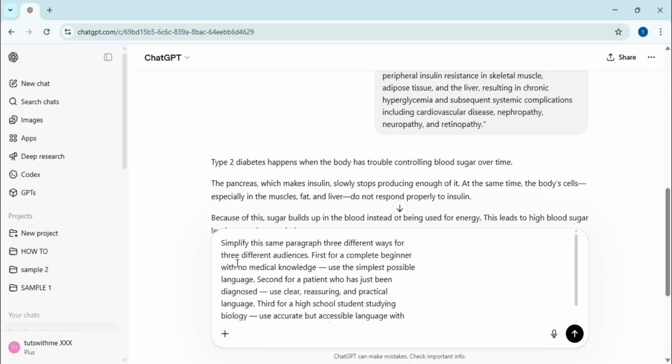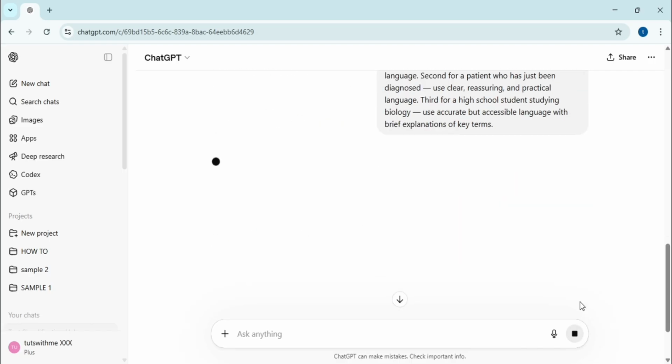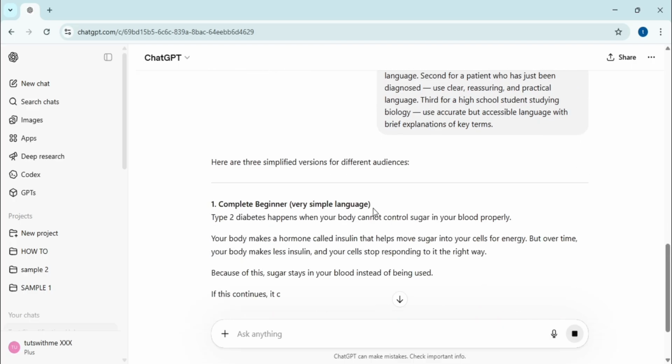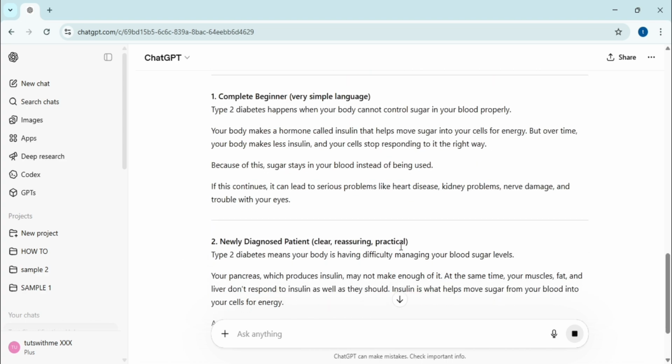Next, I challenge the AI to rewrite the same technical content for 3 specific groups: a beginner, a newly diagnosed patient, and a high school biology student. For the beginner, it focuses on the basic concept of sugar building up in the blood because the body's natural key for energy isn't working.